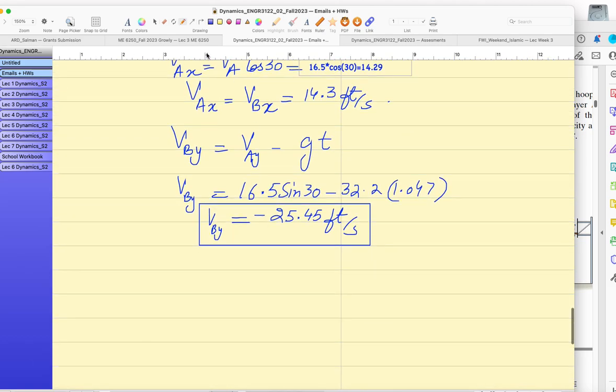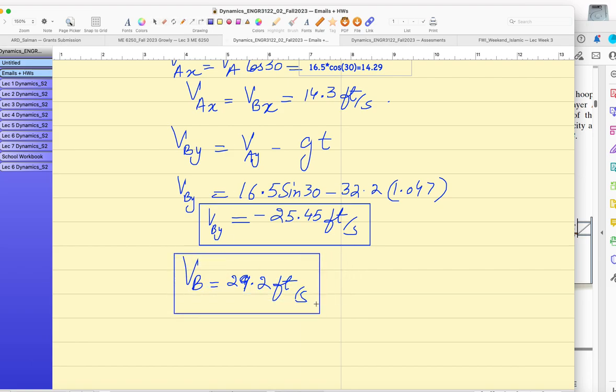And now finally the magnitude formula. If you plug this into the magnitude formula, what you should get here is 29.2 feet per second. Okay, so this is our final answer.